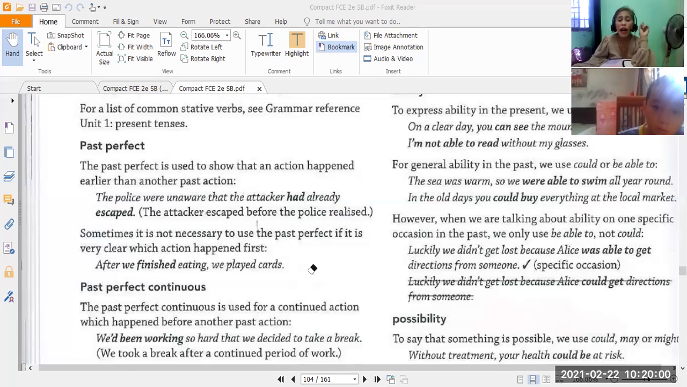Yes. So first here, again, I will repeat. The police were unaware that the attacker had already escaped. The first action here is the attacker had already escaped. It happened earlier. The second action here is the police were unaware. So this becomes the past perfect. Again, past perfect is the action that happened earlier and then another past action. It shows that the action happened earlier than another past action.